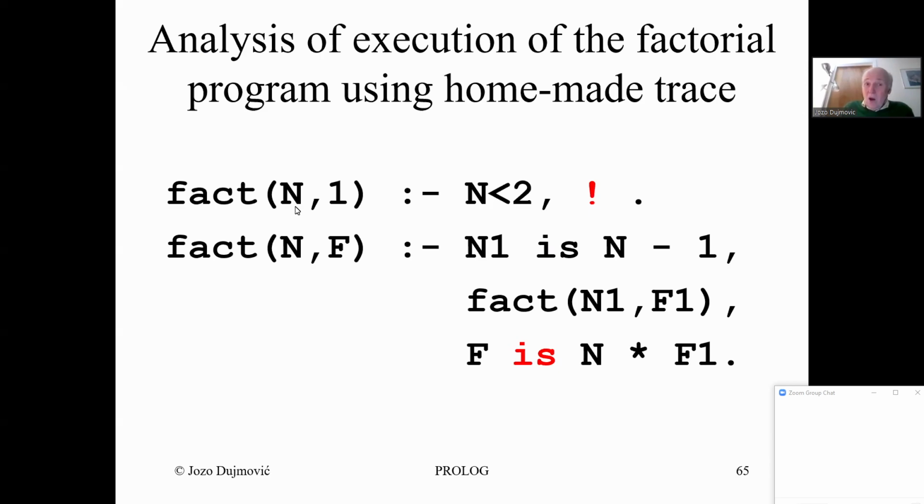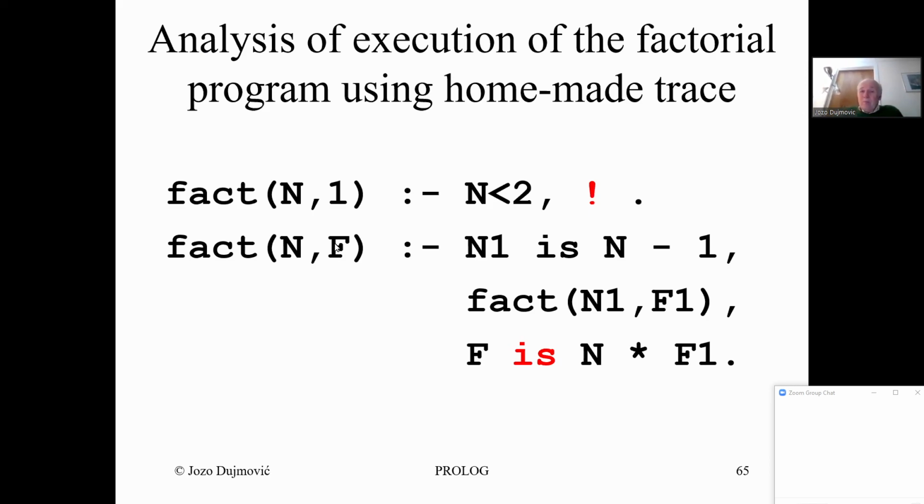Factorial of n is 1 if n is less than 2. So if n is 0 or n is 1, factorial should be 1. If this is not the case, then factorial of n is f, if I can compute n minus 1 and then compute the factorial of n minus 1 and then multiply this factorial by n to get f, which is the result that is returned here.